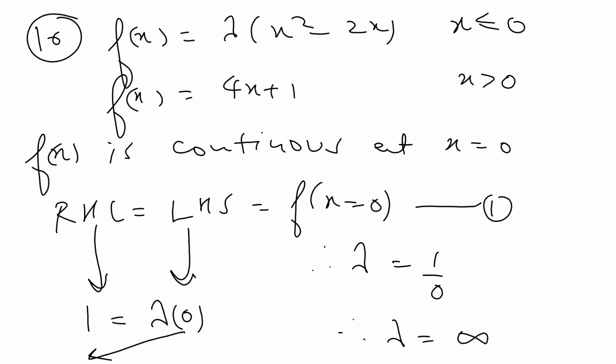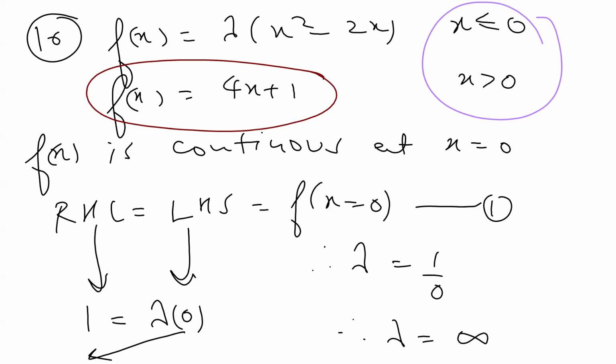Second part of the problem, we need to find out whether the function is continuous at x is equal to 1. Now 1 is not a critical point over here because the changes are happening at 0, very close to 0 and at 0. So 1 is not a critical value over here. So for x equal to 1, this is the function.